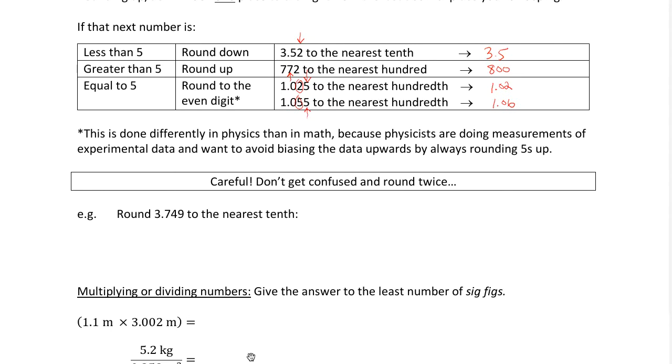Be careful not to round twice. That's a common error. For example, if I were to round 3.749 to the nearest 10th, I want to round to this decimal place, so I look here. That's a 4, so I round it down. The correct answer is 3.7. What people sometimes do is they see this, they realize it's close to a 5, they mentally round this to a 5, and then they round again, and they get the wrong answer. So just be a bit cautious about that.